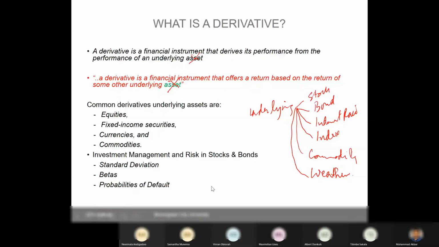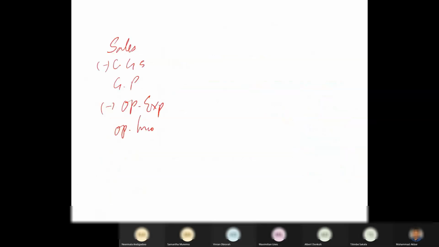So have a look here. This is the income statement of a company. So sales minus cost of goods sold, and with this we get gross profit. And then from this, we deduct operating expenses. So we get operating income. OK, and from this, we deduct interest expenses. So we get profit before taxes. And then we deduct taxes from it. So we get profit after taxes.